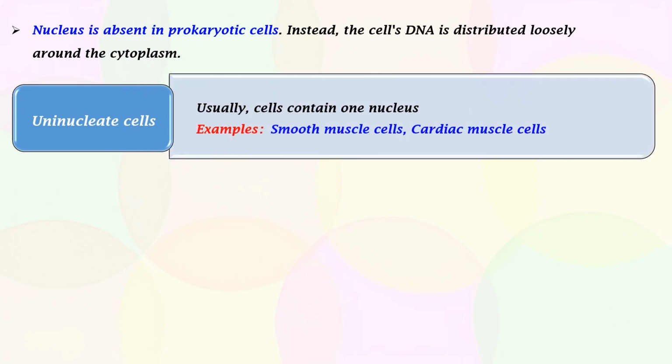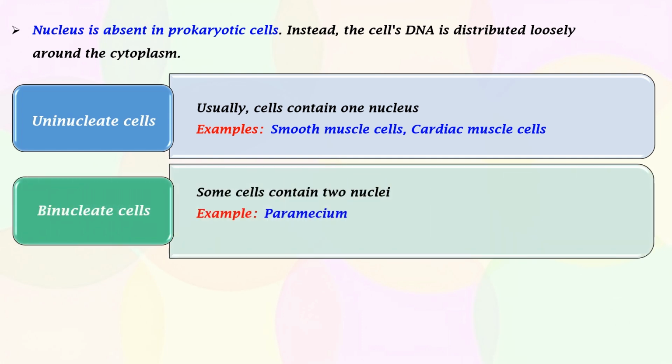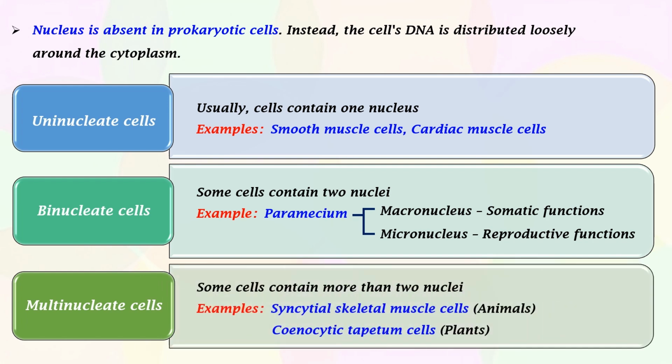Uninucleate cells. Usually, cells contain only one nucleus. Examples: smooth muscle cells and cardiac muscle cells. Binucleate cells. Some cells contain two nuclei. Example: paramecium. Macronucleus with somatic functions. Micronucleus with reproductive functions. Multinucleate cells. Some cells contain more than two nuclei. Examples: syncytial skeletal muscle cells in animals. Coenocytic tapetum cells in plants.